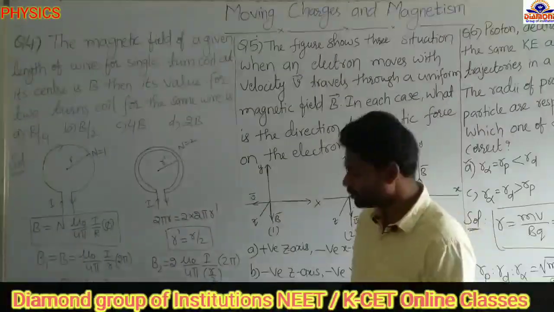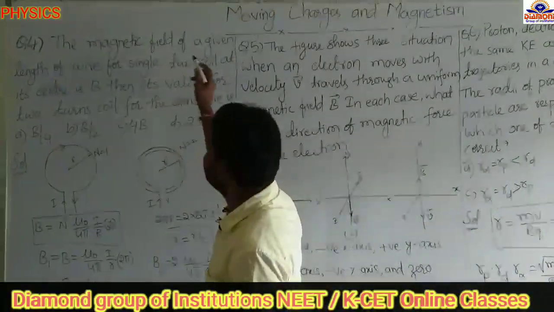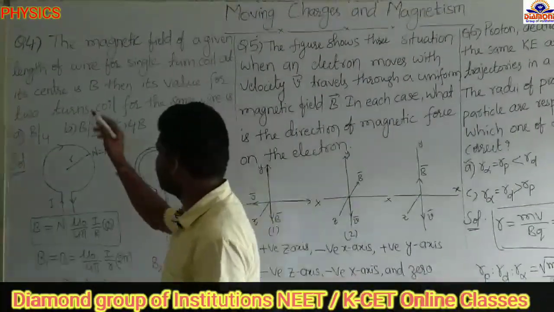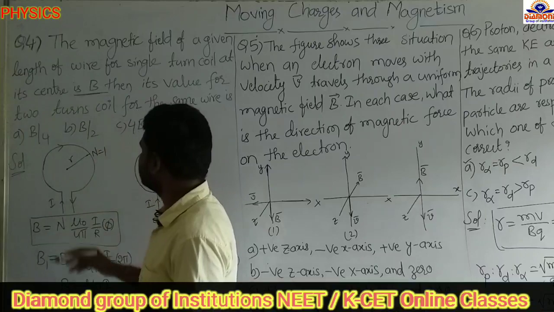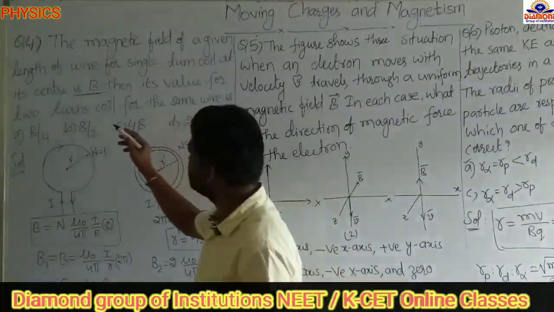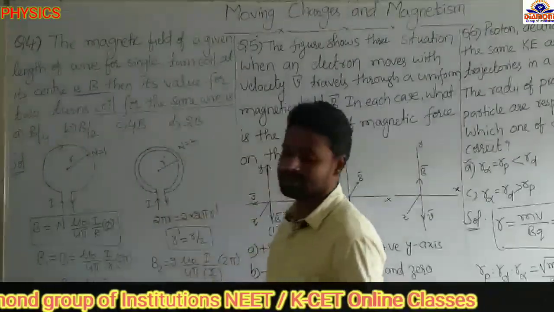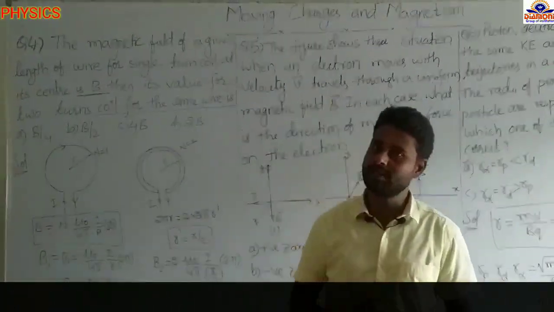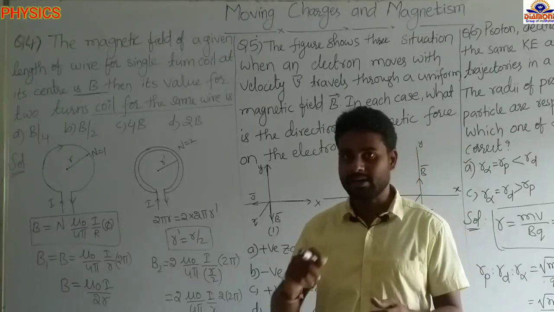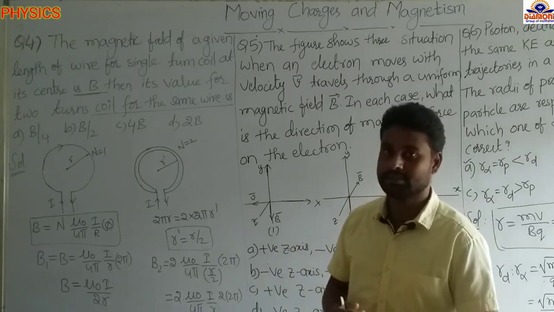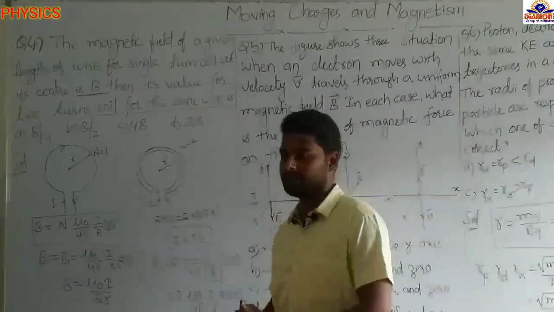Next question, fourth question. The magnetic field of a given length of wire for a single turn coil at its center is B. If the wire is single turn, then the magnetic field at the center is B. Then what is its value for a 2 turn coil made from the same wire? Then the same wire is made into 2 turns. Then what will happen? The radius will decrease. How much will it decrease? We have to find that also.